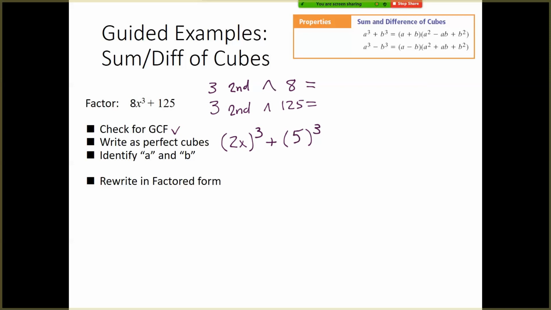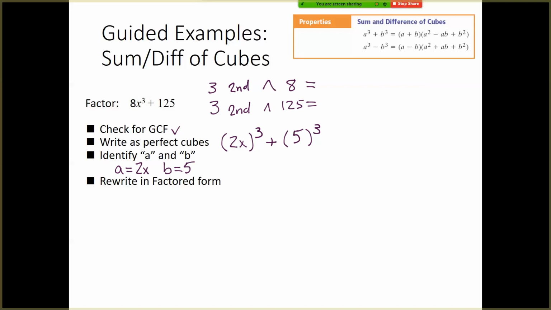So when we identify A and B, A is going to be whatever's in this first set of parentheses, in this case 2x. B is going to be whatever's in the next set of parentheses, which is just 5. So for this problem, we're going to use an A value of 2x and a B value of positive 5.